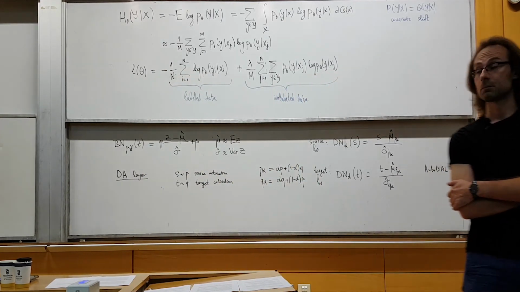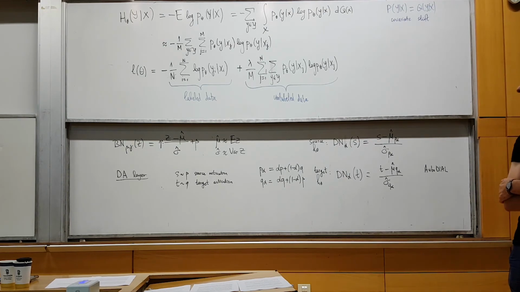But how do you get the P and Q? Can you calculate it from somewhere? Well, of course, I'm estimating it on the batch. I'm doing it on every batch, the same way I did for batch normalization. Ah, okay. Okay. Questions?